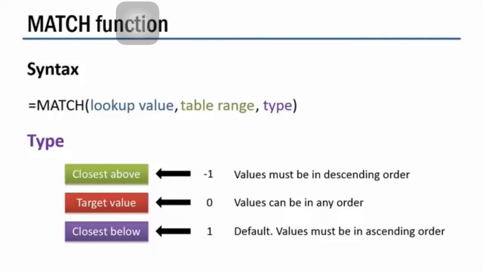Also, with the match function, you have to be aware of whether your data are sorted in any particular order. So you have to have data sorted in descending order to use the -1 option. You have to have your data sorted in ascending order if you're going to use the +1 option, and you can see that's the default. Or if you don't care if it's in one order or another, then you can use a 0.